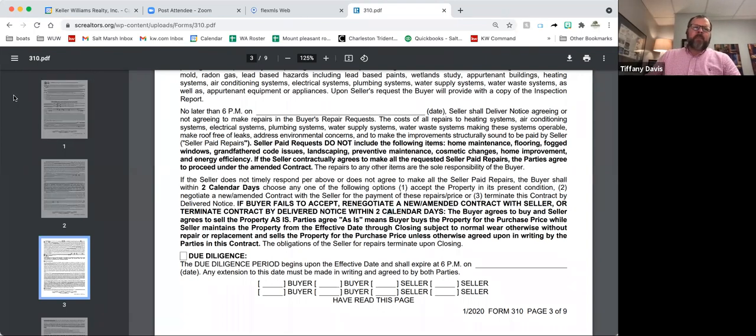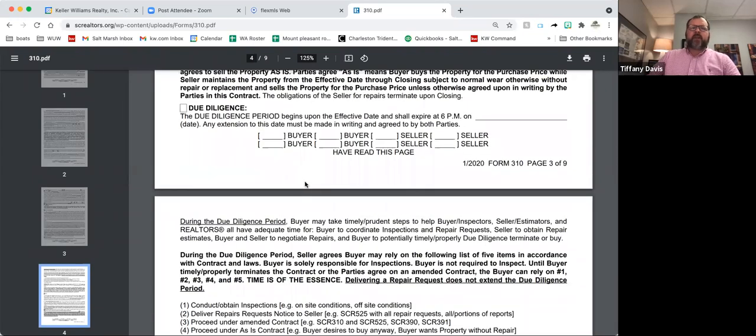All right, so let's go to due diligence. Bottom of page 3, second part of section 8. The due diligence period, which is, go ahead and brace yourself, probably what the contracts are going to be the only option moving forward at some point. They probably will do away with repair procedure and probably will do away with as is, maybe not though. But basically what due diligence says is that there's a due diligence period that begins on the effective date and shall expire at 6 p.m.